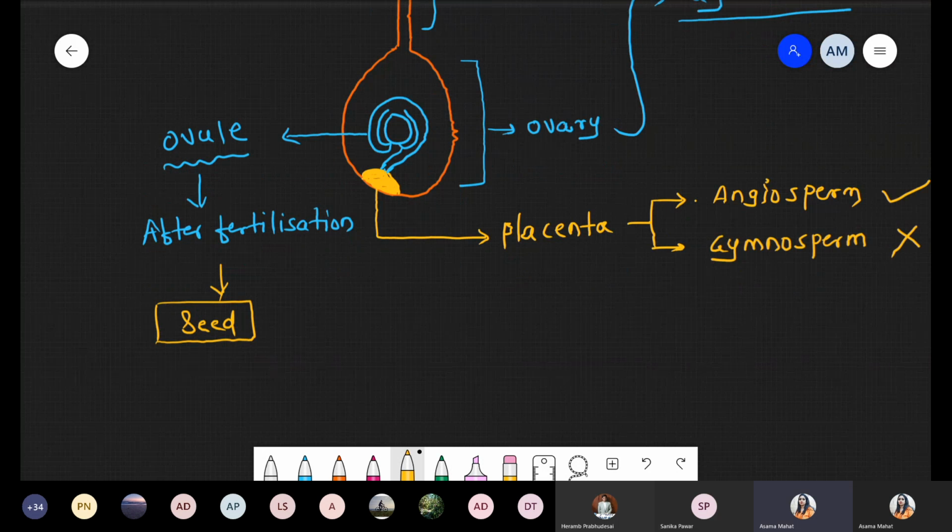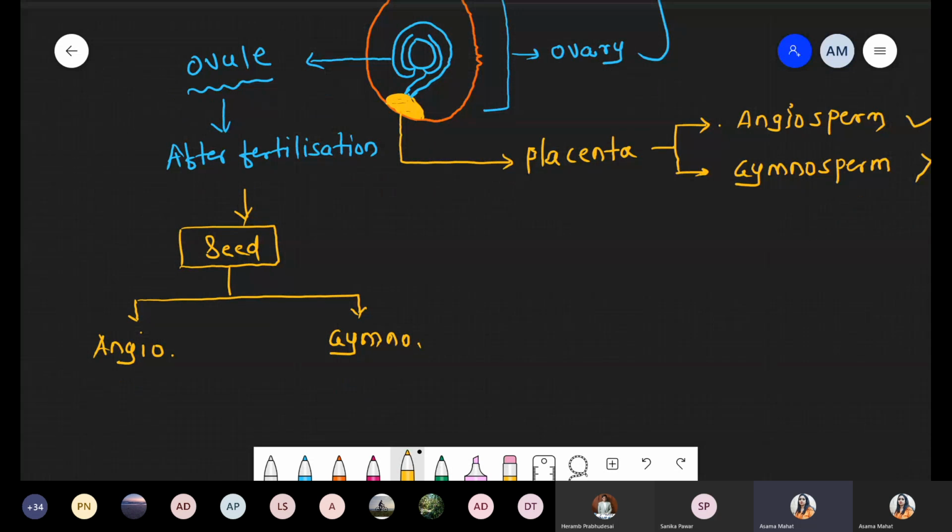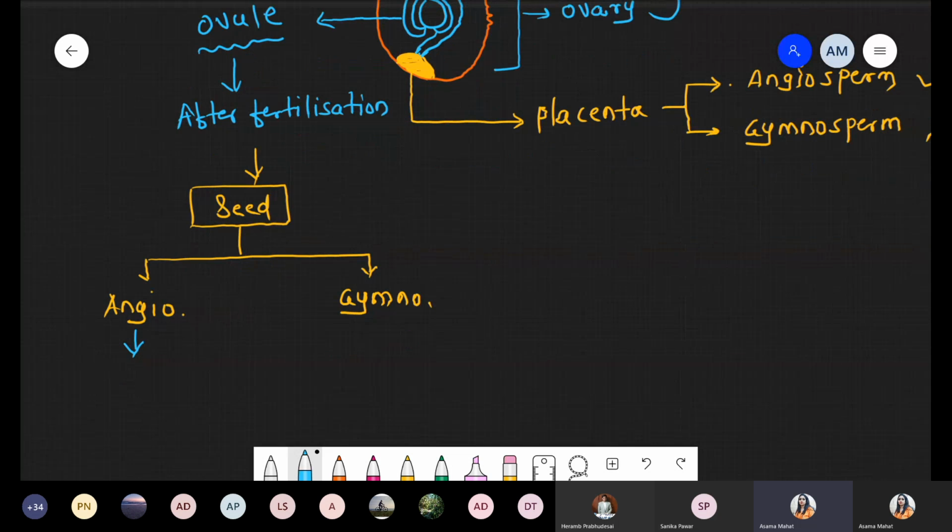And remember this: seeds are present in gymnosperms as well as angiosperms. I'm writing angio for angiosperm and gymno for gymnosperm. The seed present in angiosperms is called a covered seed because it is covered with the testa and tegmen. We'll discuss that part later. In gymnosperms there is a naked seed, that is, without coating.